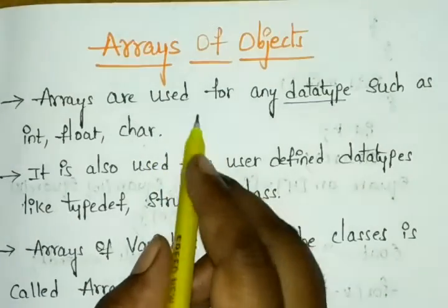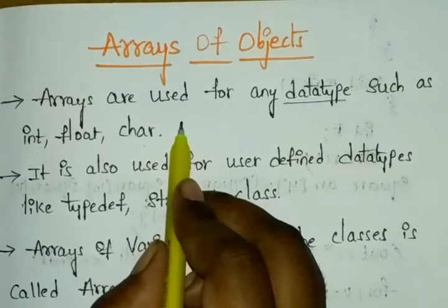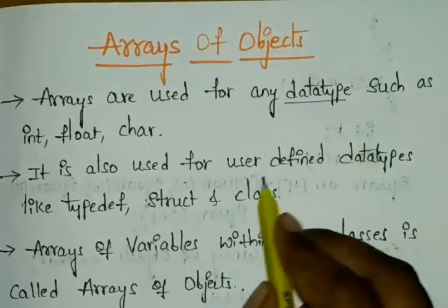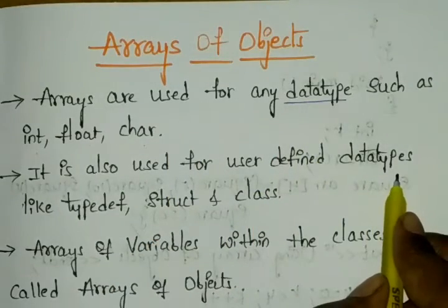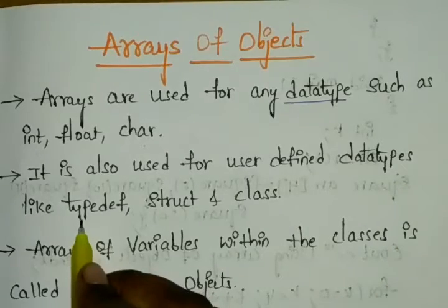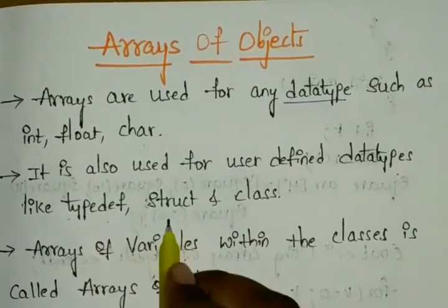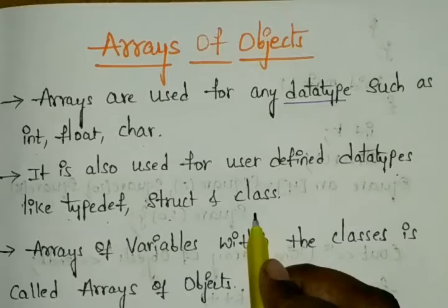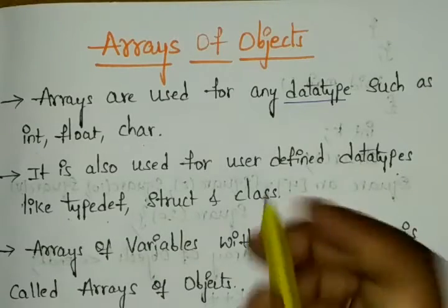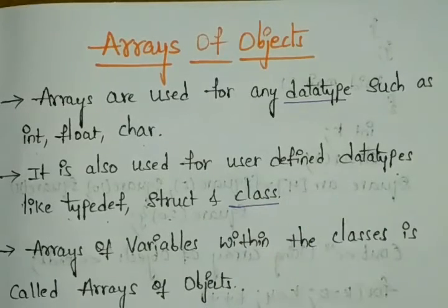These are not only for primitive data types, they are also used for user-defined data types, like typedef, struct, and classes also. Arrays can be declared with classes as well. Once you declare arrays of a class, they are used to create our objects.